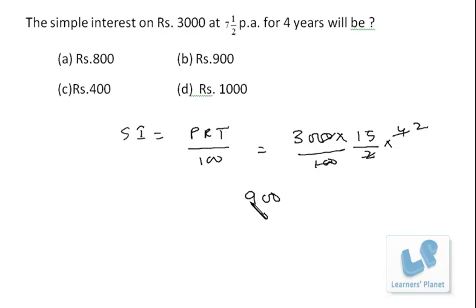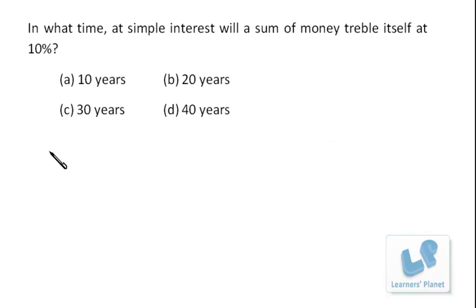Okay, so 900 rupees will be the interest amount. Clear? Now, let's do this question. In what time at simple interest will a sum of money triple itself at 10%?